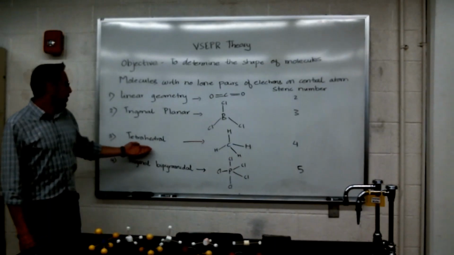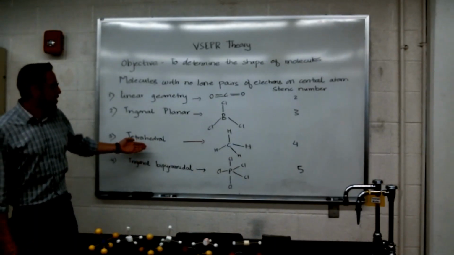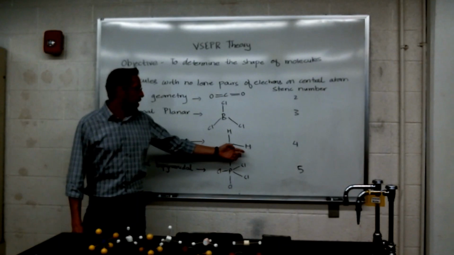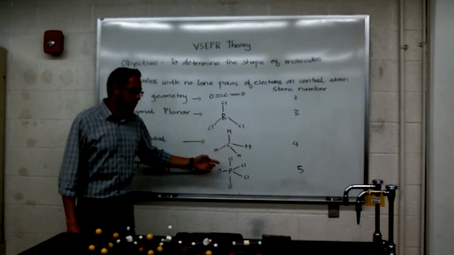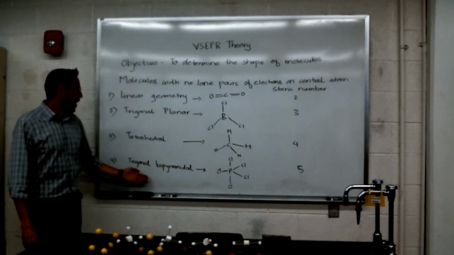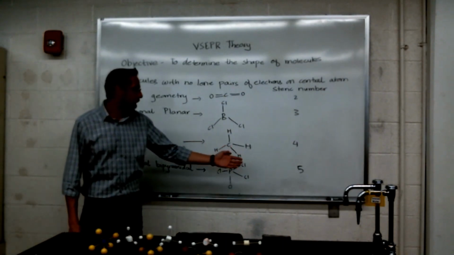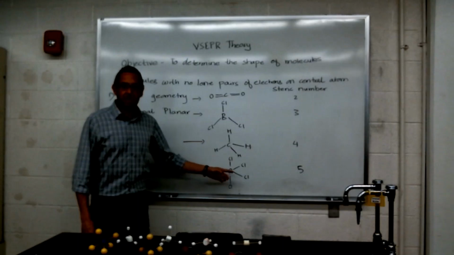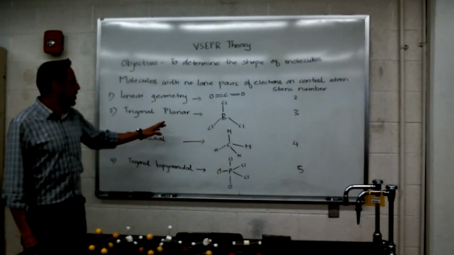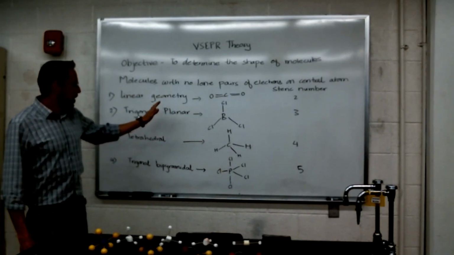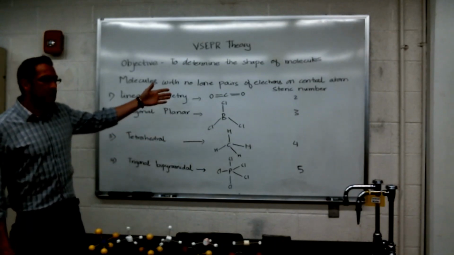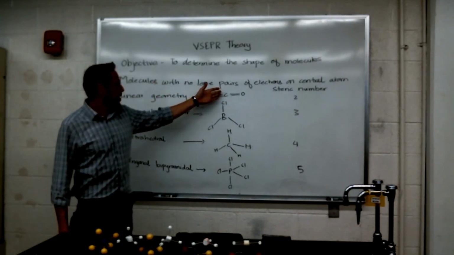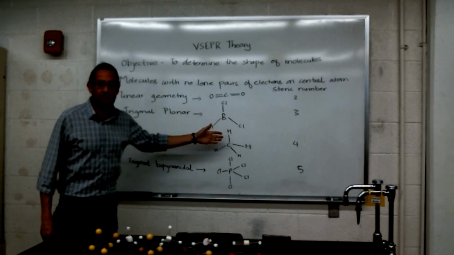For our steric number of 4, we'll have a tetrahedral configuration where we will have 4 atoms connected to our central atom. And for a trigonal bipyramidal, which has a steric number of 5, we will have 5 atoms connected to our central atom. These are all examples of molecular geometry without lone pairs connected to our central atom.